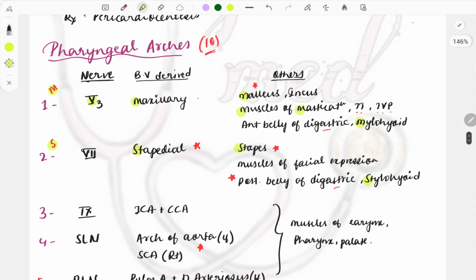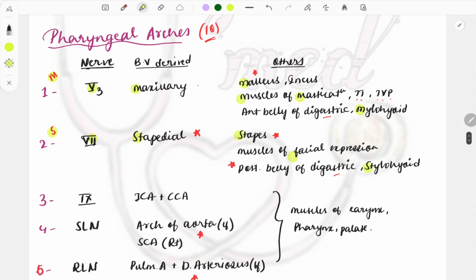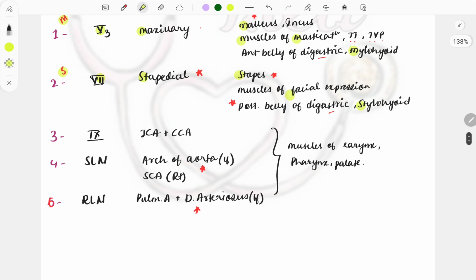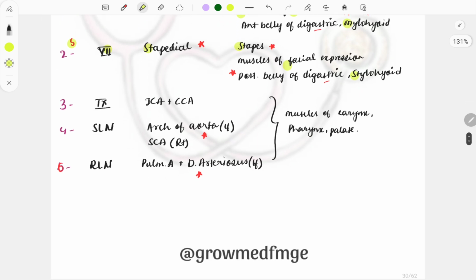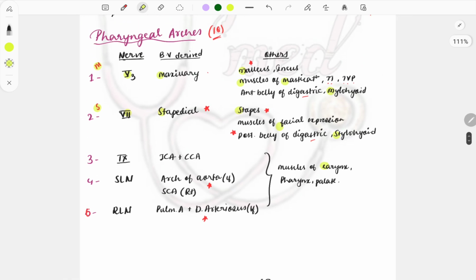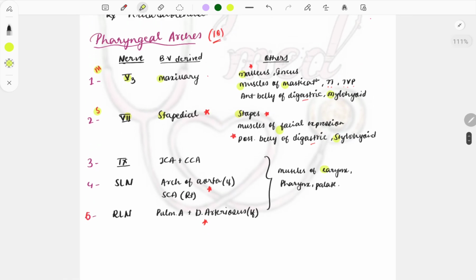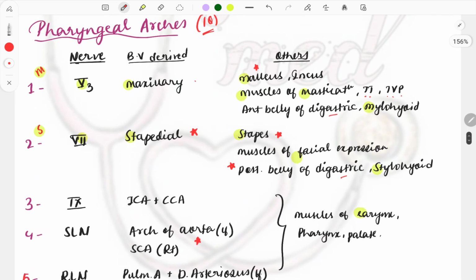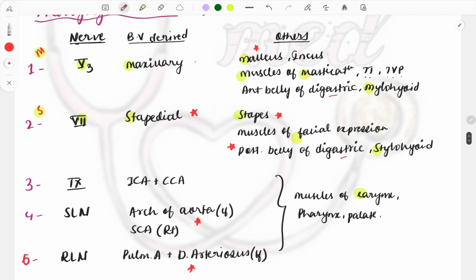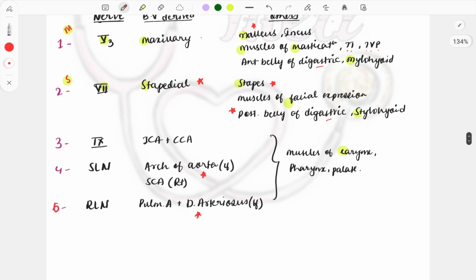Okay, so facial nerve, the facial expression, muscles of the facial expression. Okay, then remaining three will be giving the muscles of the larynx, pharynx, and the palate. Okay, so easy, right? Pharyngeal arches इतना कुछ है नहीं, बस look at the things one to two times and you'll easily remember the things.